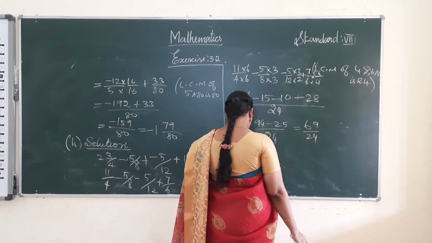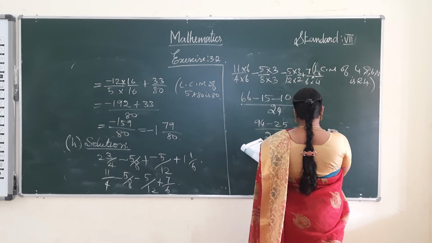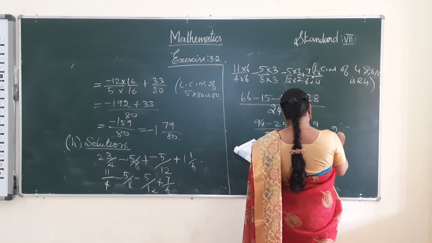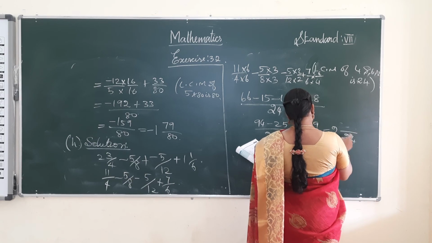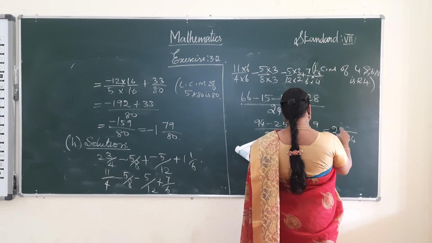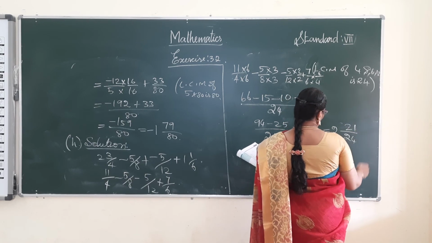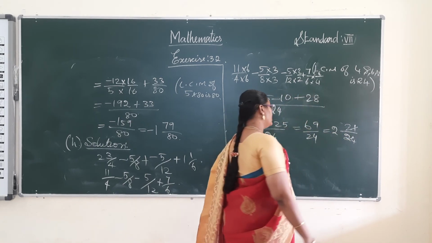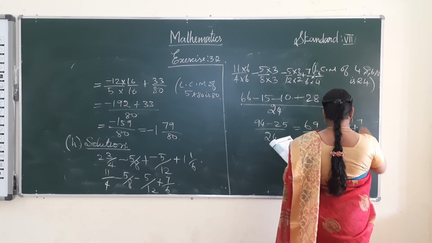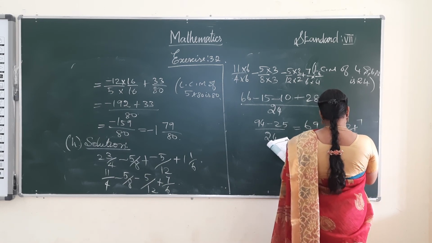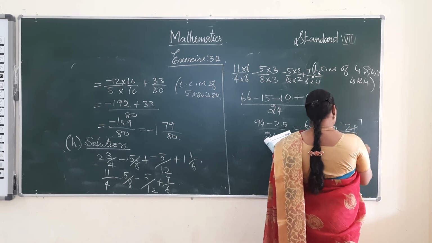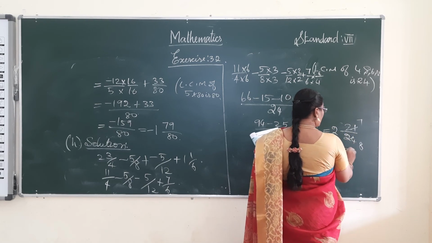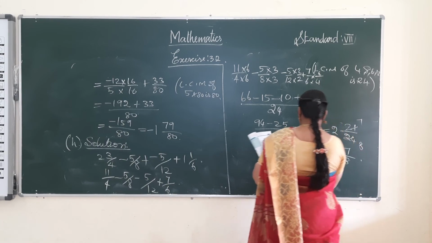It cannot be cancelled further, so write it in the mixed fraction. 24 2s are 48, 48 plus 21, and it cancels in the 3 table. 7 3s are 21, 8 3s are 24. So the answer is 2 7/8.